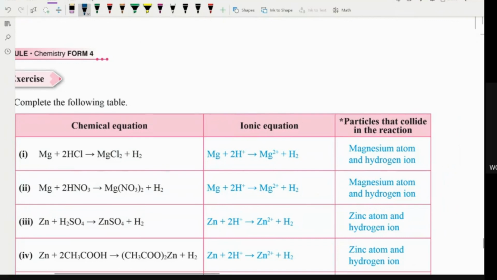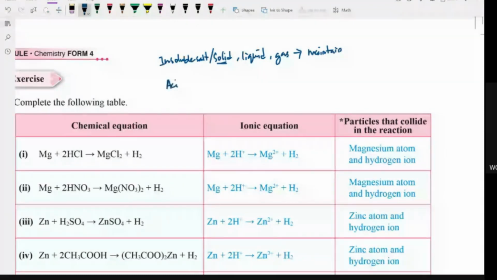Remember for the ionic equation, solid, liquid, and gas, you maintain them. Solid here refers to insoluble salt also. As long as it is an insoluble salt, it is a solid. Liquid and gas, you maintain them, don't separate them. Then acid, alkali, or soluble salt, you ionize.